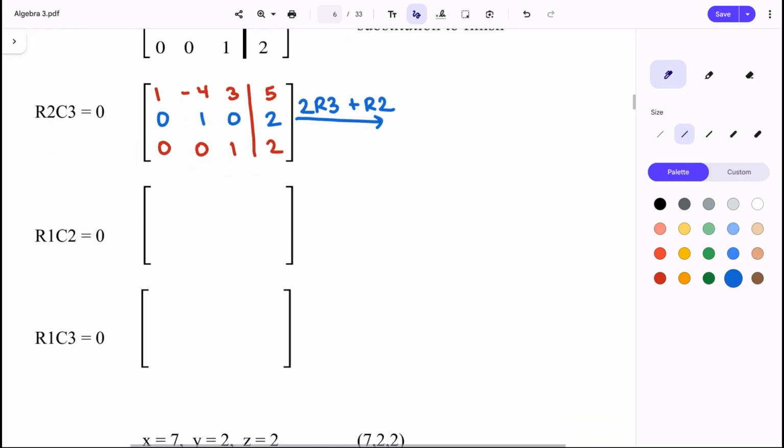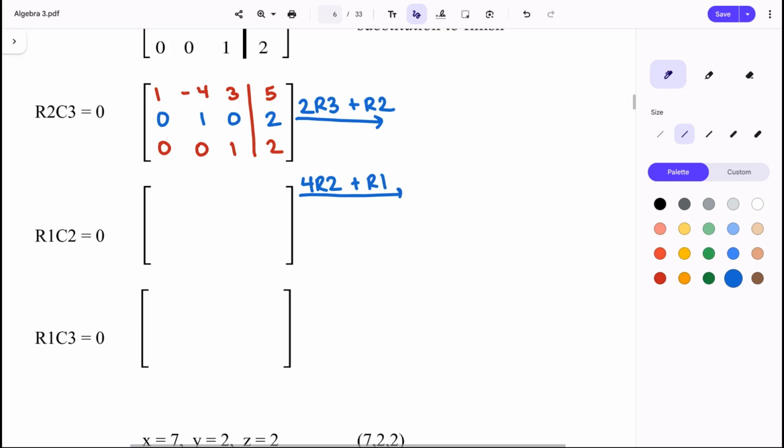They want us to start with row 1, column 2. So they want us to focus on the negative 4 first. So let's figure out a way we can get this negative 4 to become a 0. So let's think about that for a second. What do you want to do? 4 times the second row, and then add it to the first row, right? So 4 times row 2, add it to row 1.